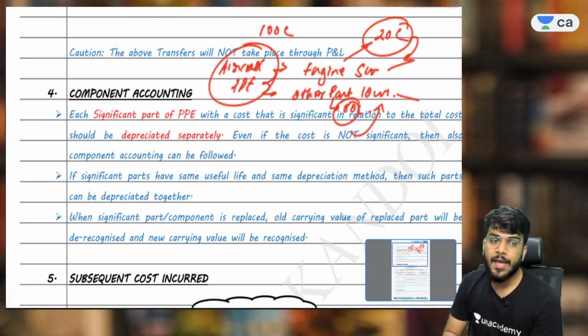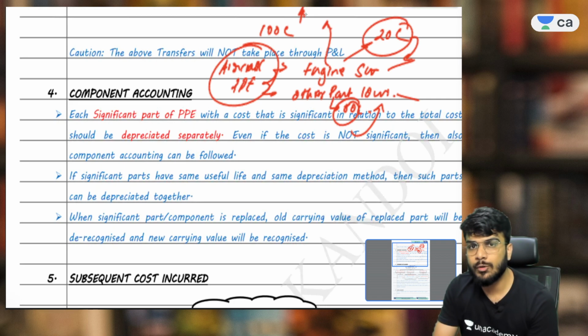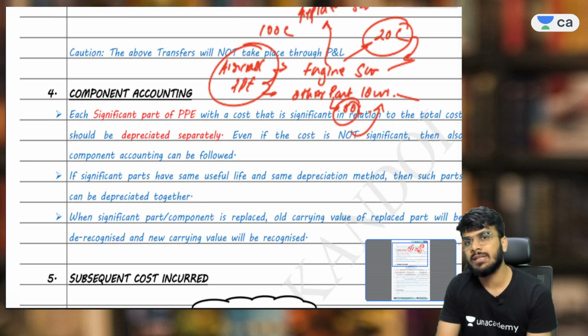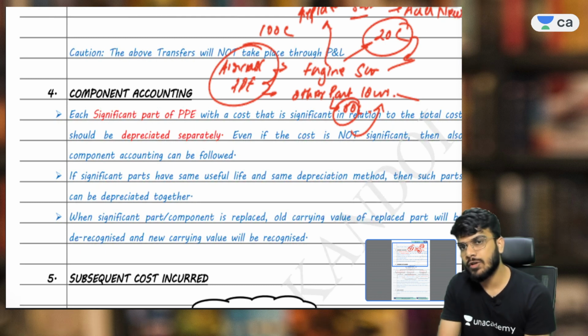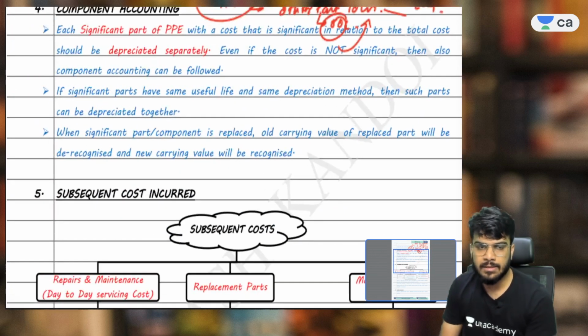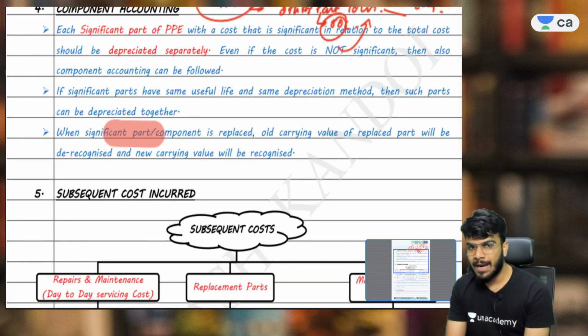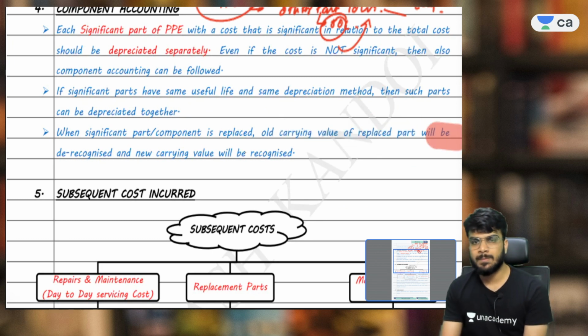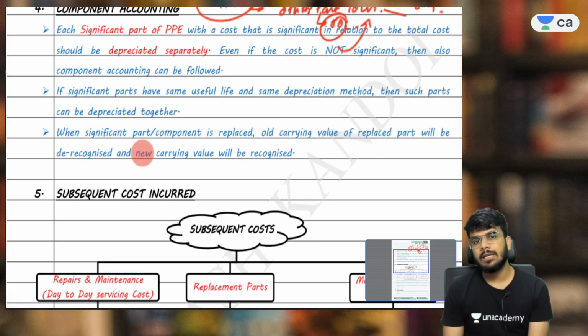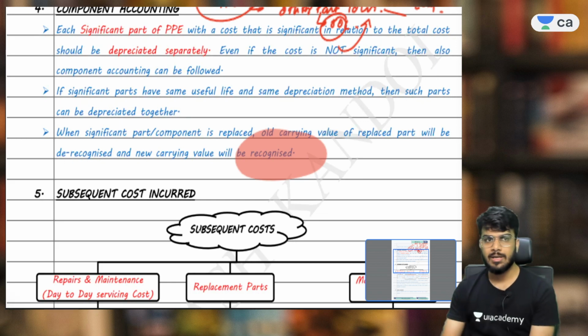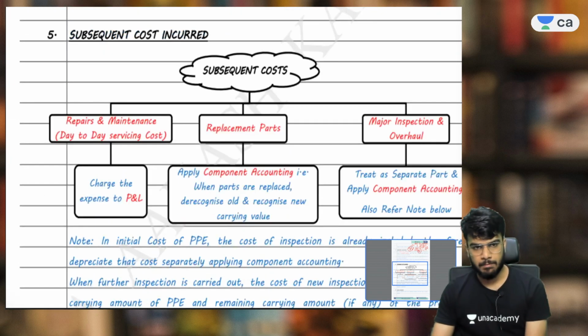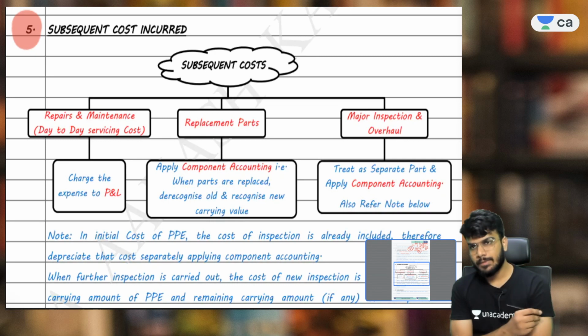The third point is, if you replace any part, let's say you replace the engine after 3 years. So you will add the new cost of engine, right? But at the same time, you also deduct the carrying amount of the old engine because you have replaced that engine. So here it is written in this third part. When a significant part is replaced, the old carrying amount of the replaced part will be derecognized and the new carrying amount will be recognized. So this is the third point which you need to remember. Okay, let's move on towards the next point.